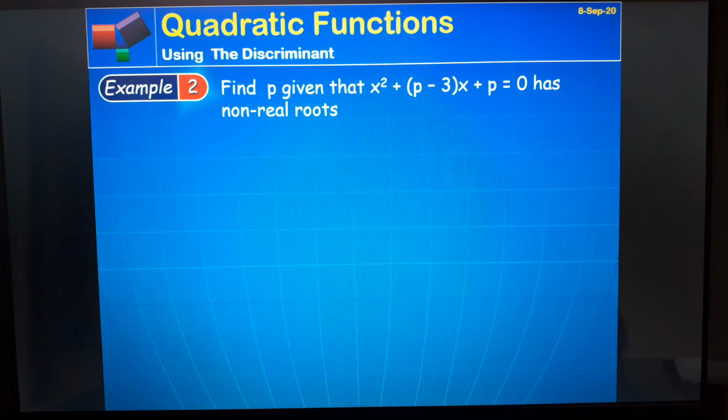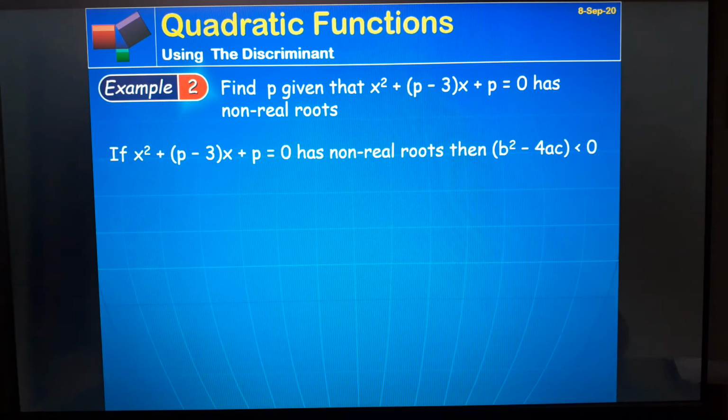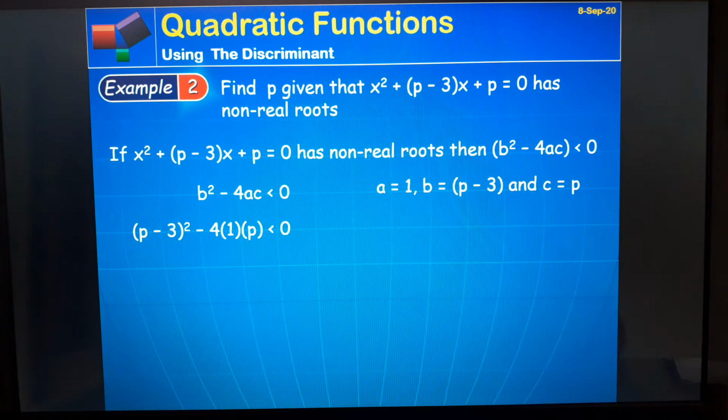So what do we know about the discriminant for non-real roots? We know that the discriminant is less than 0. So we set up the discriminant and initially make it less than 0. The discriminant will be less than 0 because it has non-real roots. So we have A is equal to 1, B is equal to P minus 3, and C is equal to the letter P. Put that into the discriminant, but making it less than 0 to begin with.